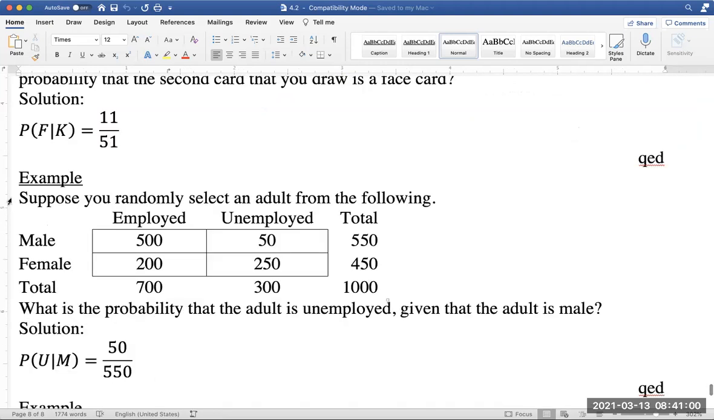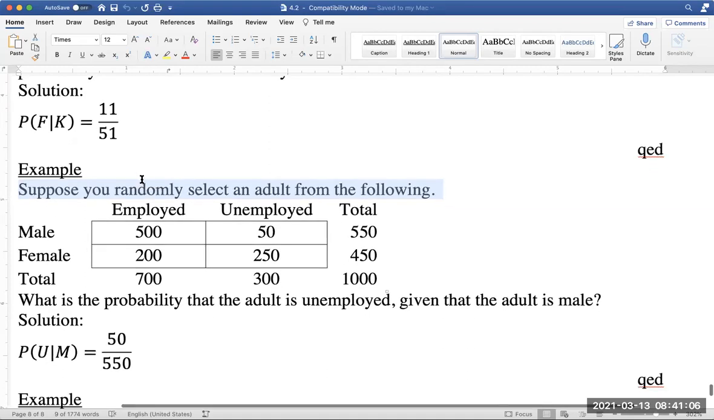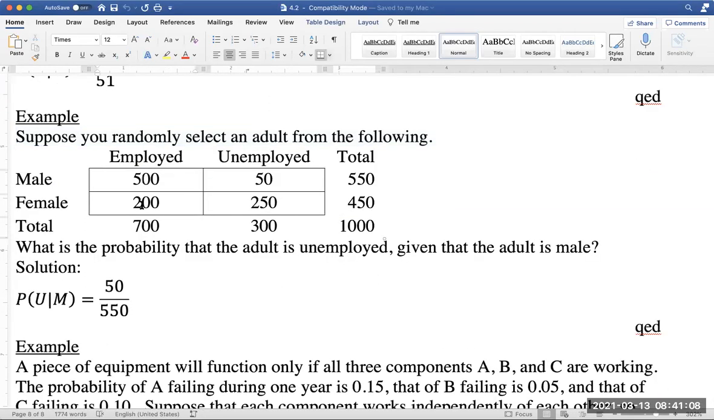Suppose you randomly select an adult from the following. So 500 males are employed, 200 females employed, a total of 700. 50 males are unemployed, 250 females are unemployed. What is the probability that an adult is unemployed given that the adult is male?